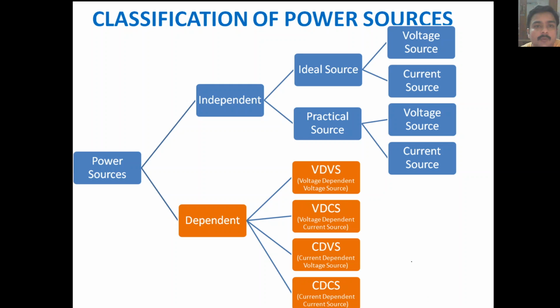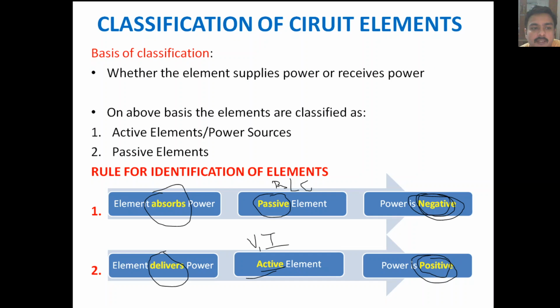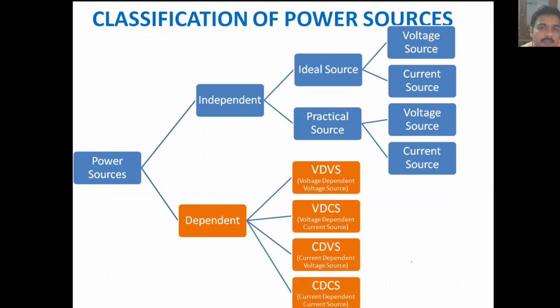Next we see, in this lecture, that we will only discuss the classification of power sources. In the earlier slide we saw that elements are classified as active and passive, and in this particular lecture, we will discuss only the active elements, that are the power sources. By definition we all know that the power sources are those that deliver the power. So we classify the power sources as either independent or dependent.